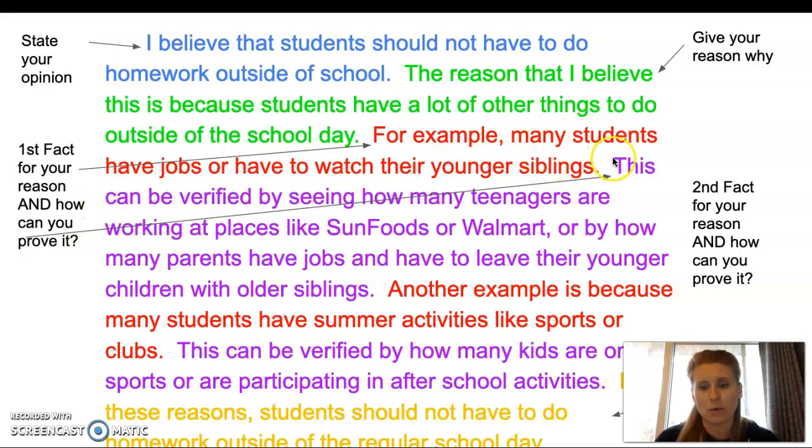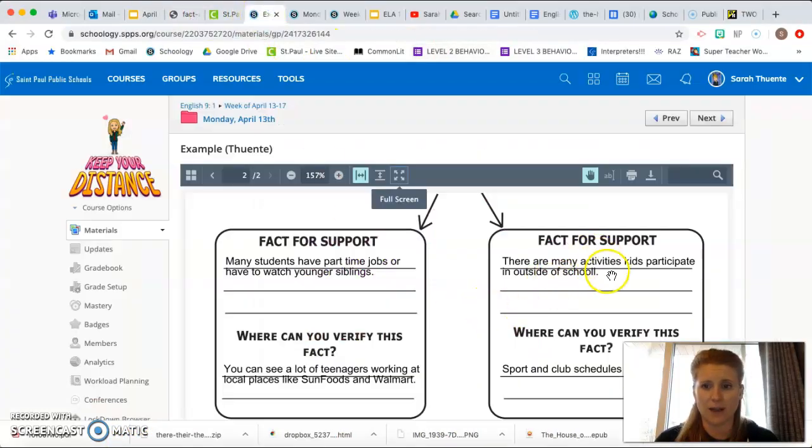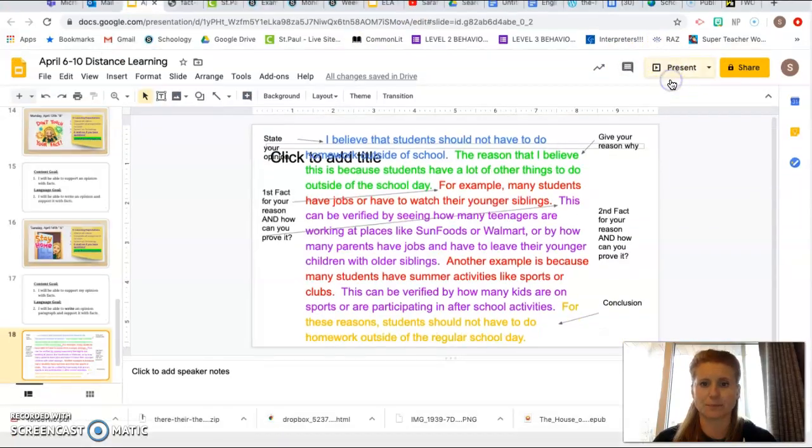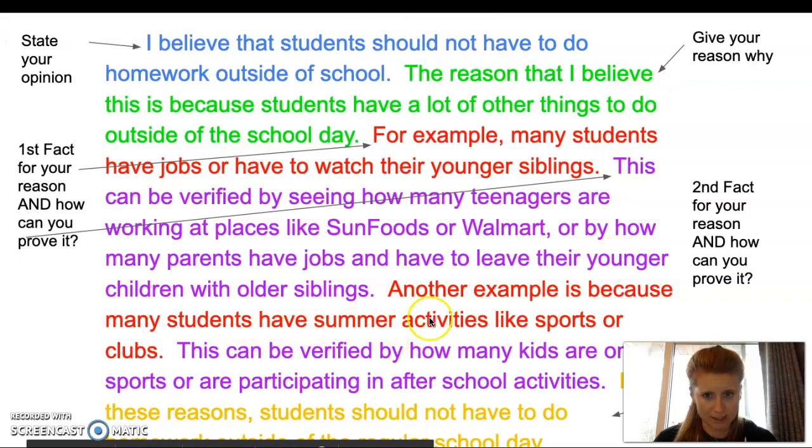How could I prove that? Well, my proof was that this can be verified. Verified again means proven or shown by seeing how many teenagers are working at places like Sun Foods or Walmart, or by how many parents have jobs and have to leave their younger children with older siblings. So that's my proof for my first fact. Now I have to go to my second fact. So back to my organizer I go. My second fact for support was, there are many activities kids participate in outside of school. And where can you verify it? Sports and club schedules. So let's see how that paragraph went. Another example is because many students have summer activities like sports or clubs. This can be verified by how many kids are on sports teams or are participating in after-school activities. That's my second fact and my reason for it.